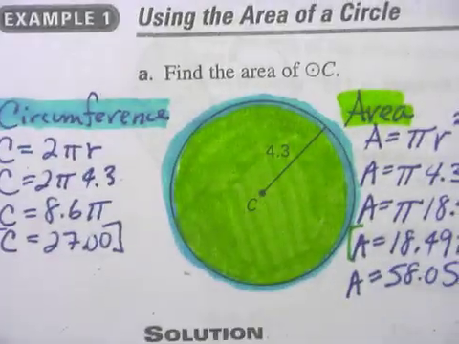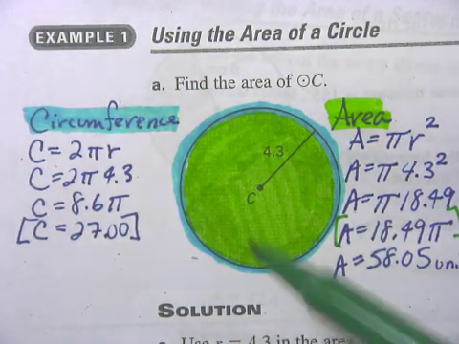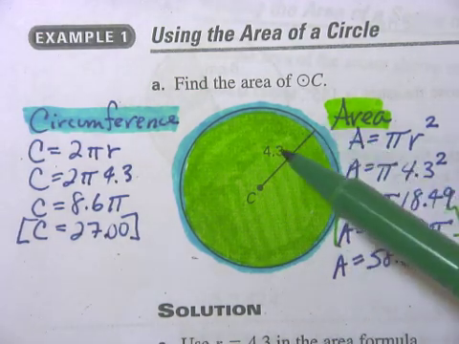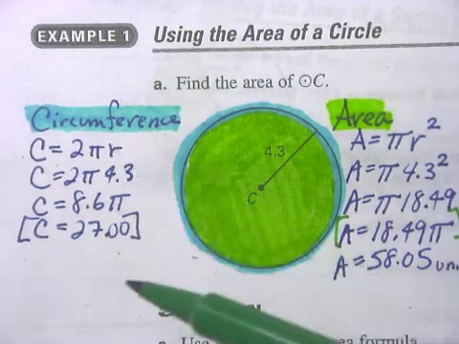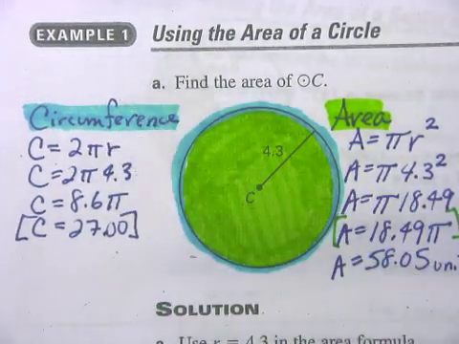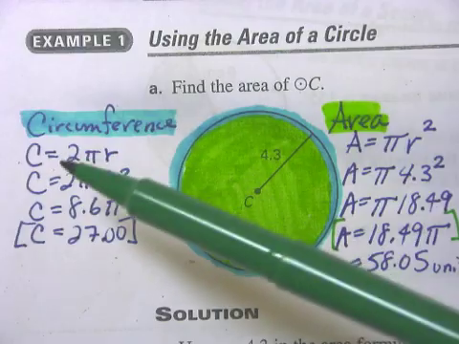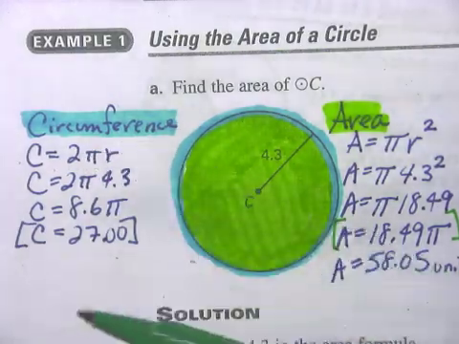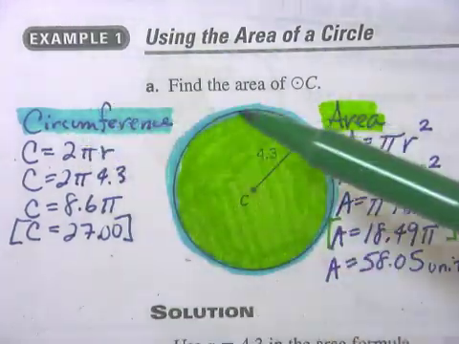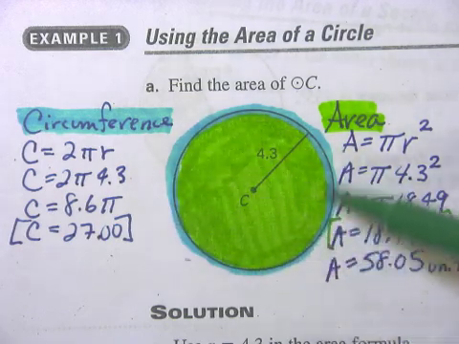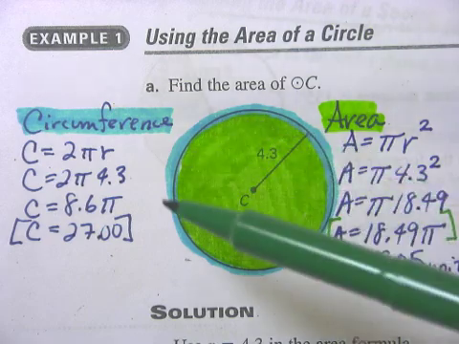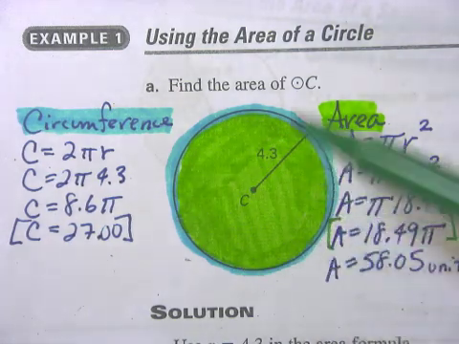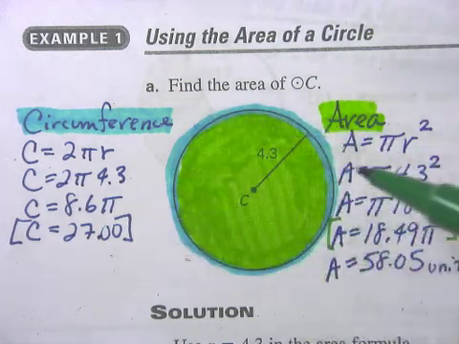Here, I have a circle, circle C, with a radius of 4.3 units. And to the left here, I have a formula which we should be familiar with now, the formula for circumference. The circumference is equal to 2 pi times the radius. And notice that it's in blue here, and I've shaded the circumference of the circle here in blue. We said that the circumference is the distance around the circle. It's almost like it's the perimeter of the circle.